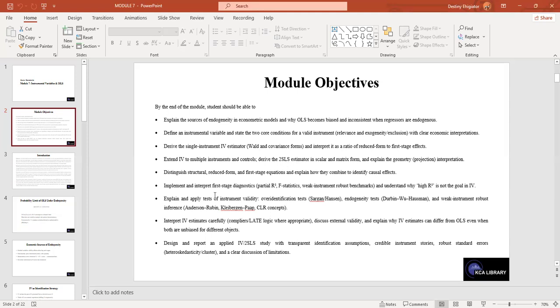Students should be able to explain and apply tests of instrument validity and over-identification tests. Students should be able to interpret IV estimates carefully, discuss external validity, and explain why IV estimates can differ from OLS. Students should be able to design and report an applied IV 2SLS study with transparent identification assumptions.